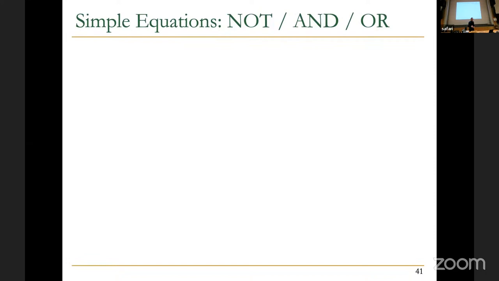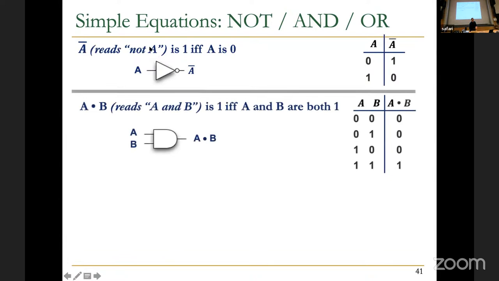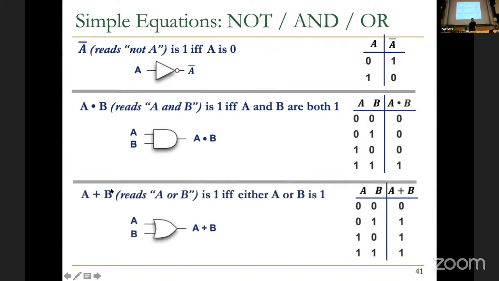So let's take a look at some simple equations: NOT, AND, and OR. We've seen these already, right? Basically, you can express these simple equations as circuits also. This is A bar, which reads not A, and is 1 if and only if A is 0. A dot B reads also A and B, and we already know the function, so I'm not going to repeat it. And A plus B reads A or B. Unfortunately, plus is overloaded, but in logic, it reads as A or B.